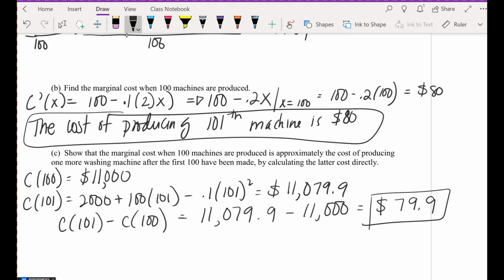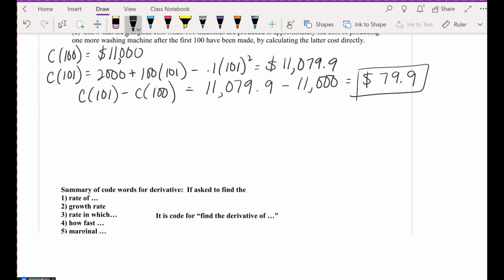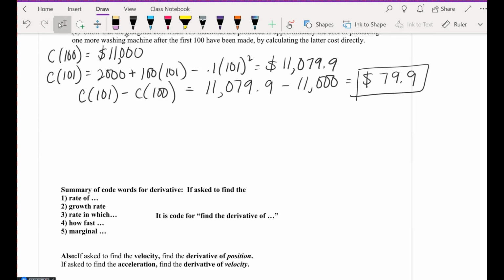So this is the cost of producing 101. Okay, this is our last, this is a summary. When do we know to use derivative? When I ask you to find the rate of, the growth rate, that's also derivative. How fast, speed, and then obviously we just learned marginal. I will also ask you to find velocity. Velocity is the derivative of what? Position. And then acceleration is the derivative of velocity.